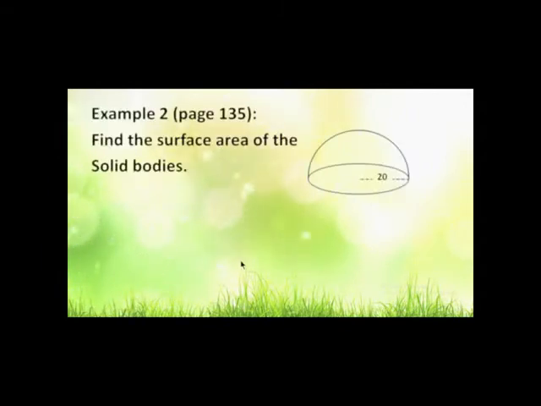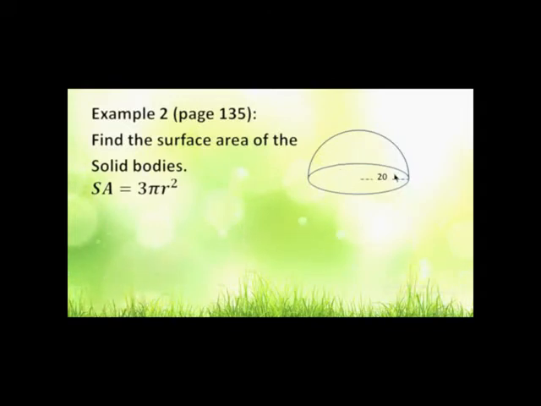Now let's jump to the example. This example is example 2 from page 135 of your book. Find the surface area of the solid body. This is a hemisphere, and the radius is 20 centimeters. We know that the formula of the surface area of a hemisphere is 3 pi r squared.